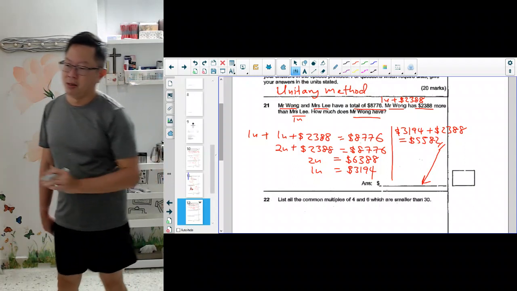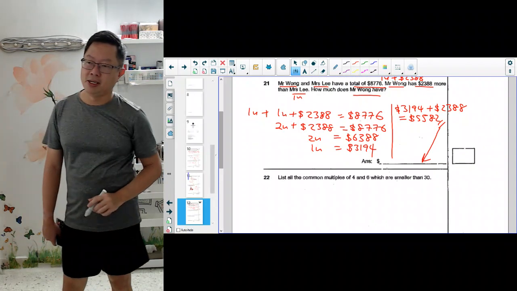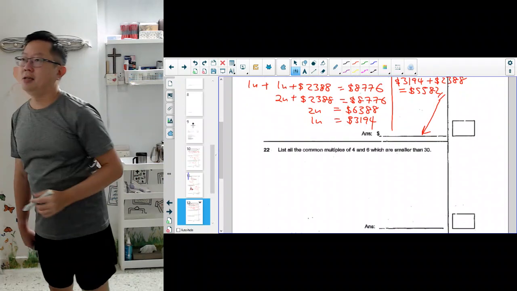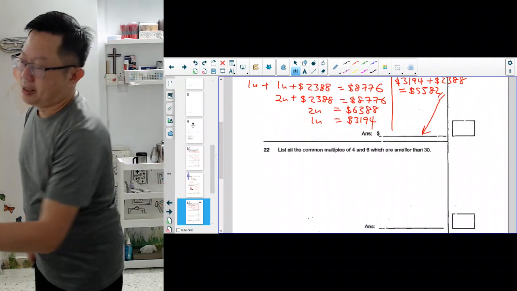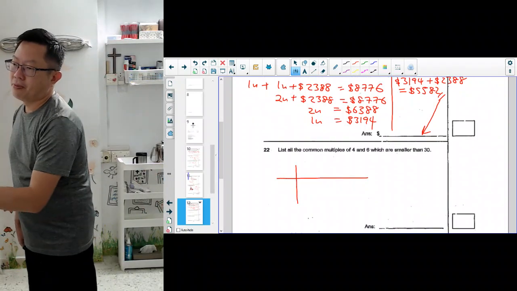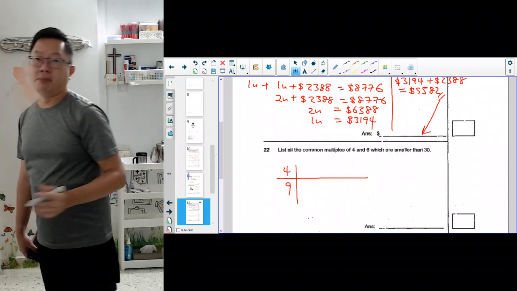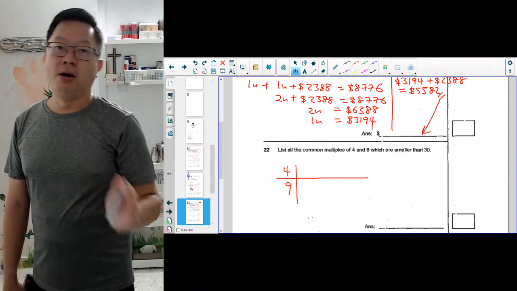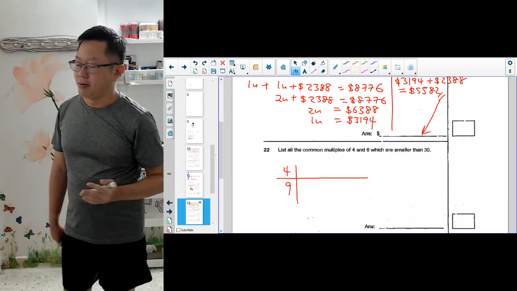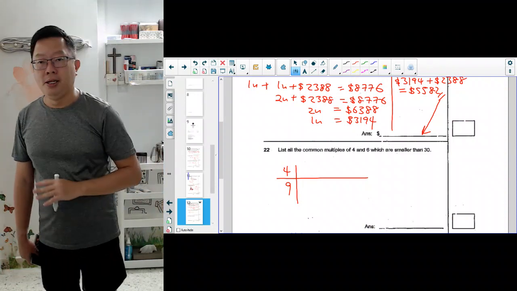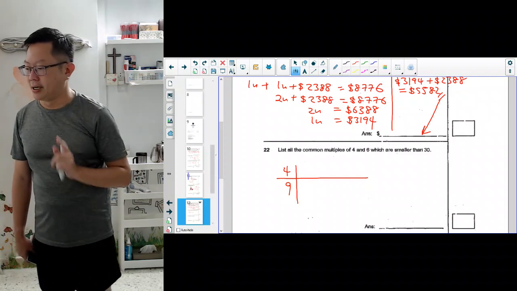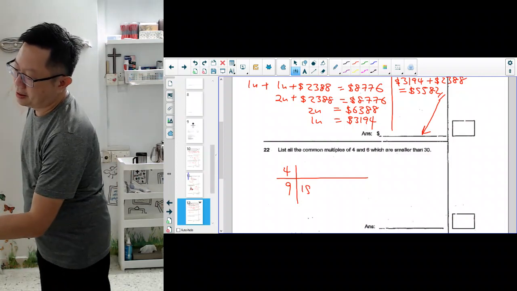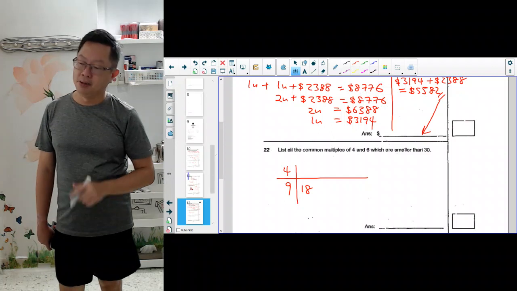So write all the common multiples of 4 and 9, which are smaller than 30. So there is a shortcut over here. Alright, now, your teacher will have taught you write down the multiples of 4, write down the multiples of 9, and then circle the common multiple. But this is where the shortcut comes in. Now, you don't have to list out all the multiples, you just have to look at the bigger number, and you put down the multiples of the bigger number.